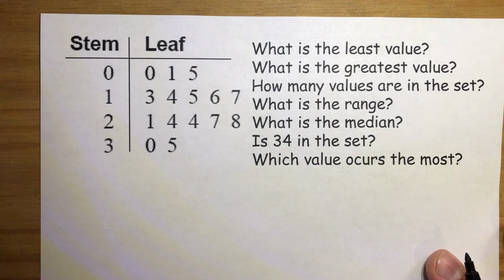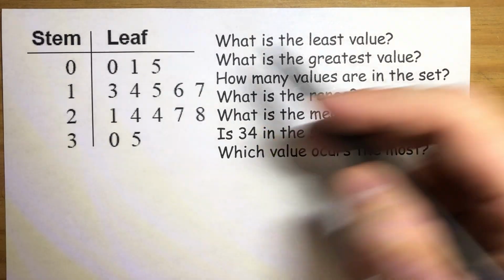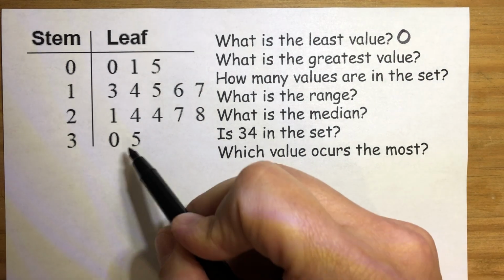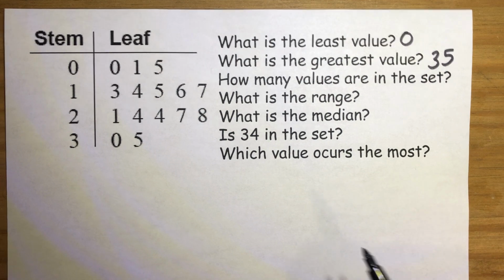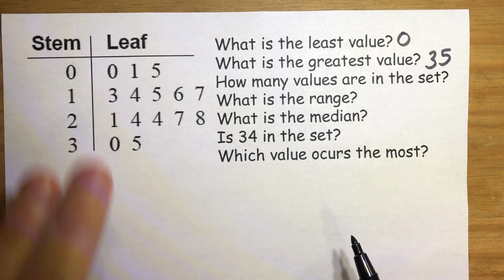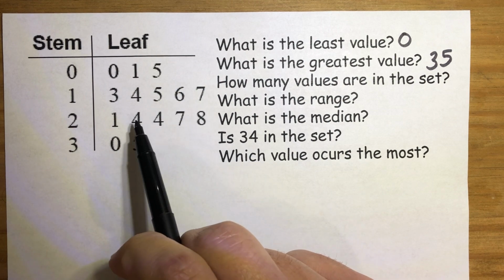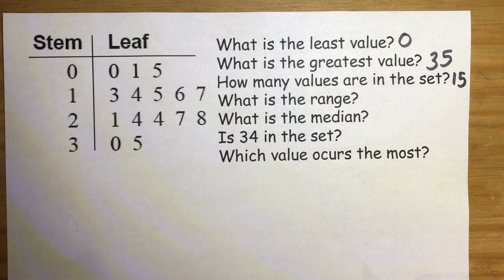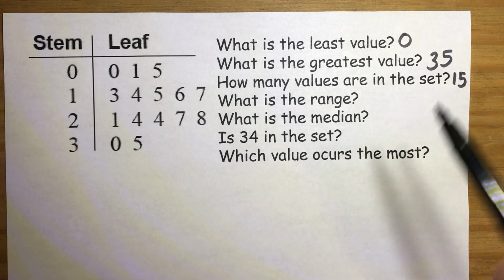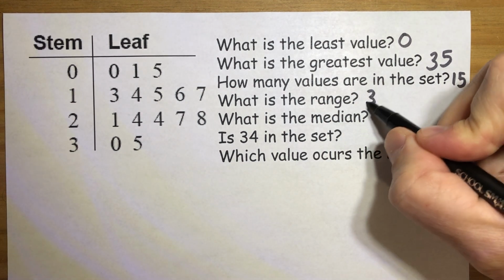Finally, when you look at a stem and leaf plot, we can answer questions about it. What is the least value? Well, it would be 0. What is the greatest value? 35. How many values are in the set? Now, you wouldn't count the stems because they're just repeated numbers. So 1, 2, 3, 4, 5, 6, 7, 8, 9, 10, 11, 12, 13, 14, 15. There are 15 numbers in the set. What is the range? Well, we subtract our greatest value and our least value. 35 minus 0 is 35.